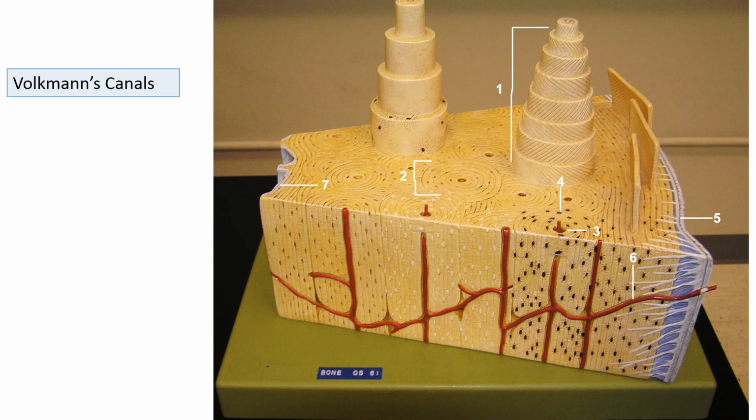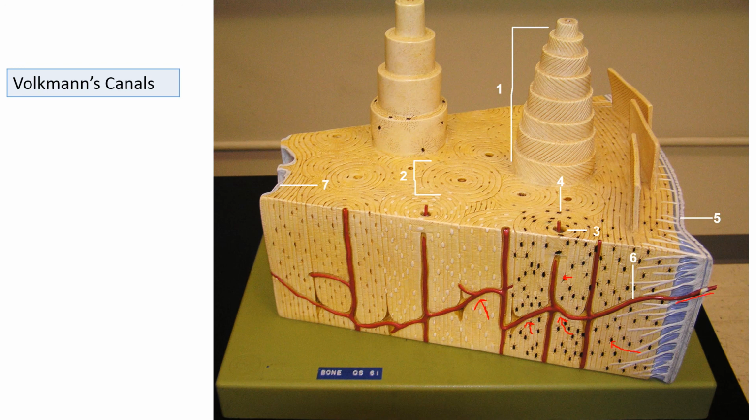This is the same model, just a different view. And again, you can see the little osteocytes. They look like little brown spiders on the side of the bone. Okay, but what I wanted to show you on this particular view are these blood vessels that are running pretty much parallel to the surface of the model. They're running horizontally. These are the Volkmann's canals.